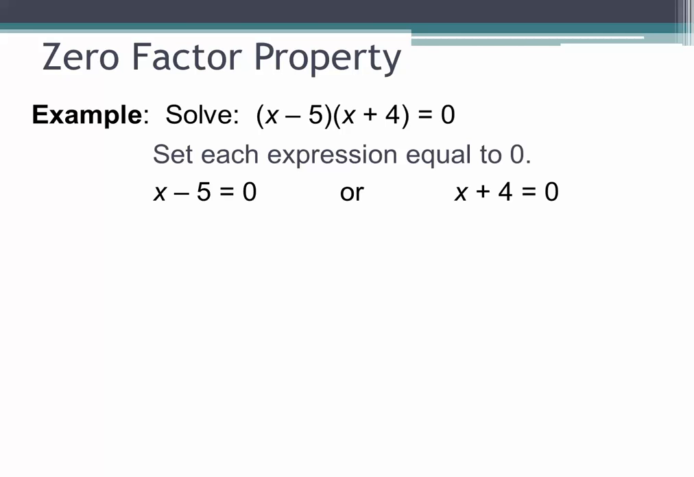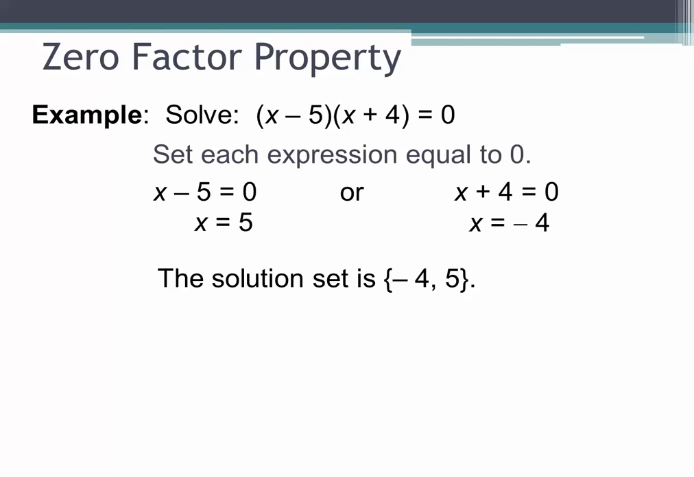So we set each expression equal to 0, and then we have created a little tiny equation that we can solve. Take x minus 5 equals 0 and add 5 to both sides to get x equals 5. And for x plus 4 equals 0, subtract 4 on both sides to get x equals negative 4. This provides us a solution set of negative 4, 5. These are the two solutions to our equation.